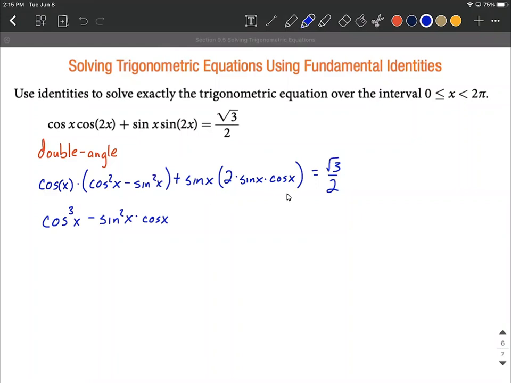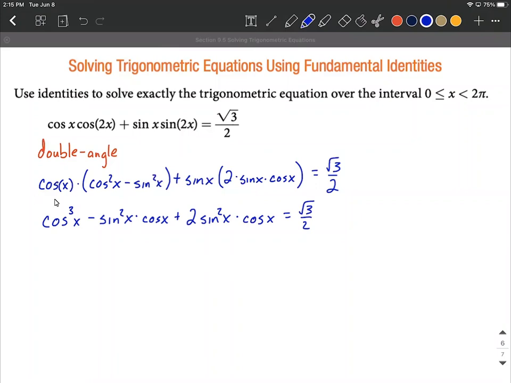Okay, next I'm going to clear out this other set of parentheses by saying sine of x needs to be multiplied by this other sine of x. But because everything's multiplied together, that's just going to be 2 sine squared of x times cosine of x equals square root of 3 over 2.